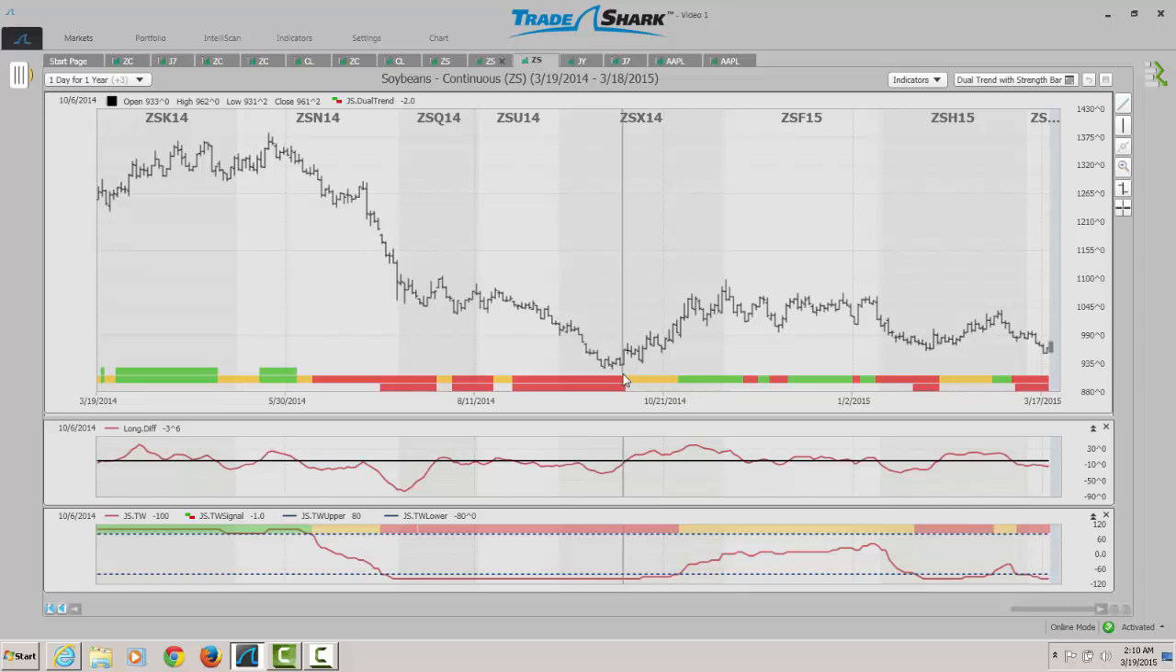And the last point to note is that the dual trend will often be able to shrug off or avoid whipsaws during minor corrections in a major trend. So at these points, for example, we may be going neutral, but we're not going long on these small rallies.